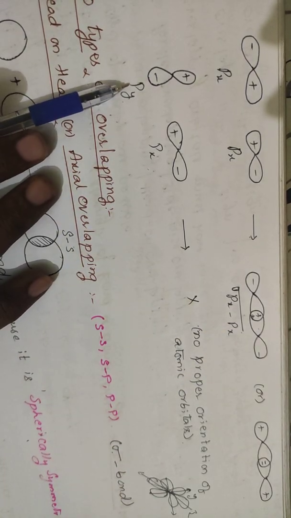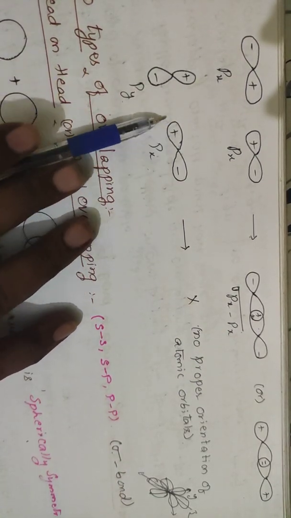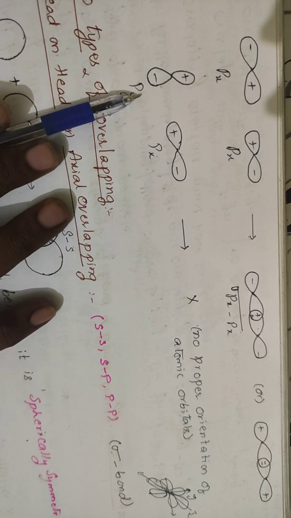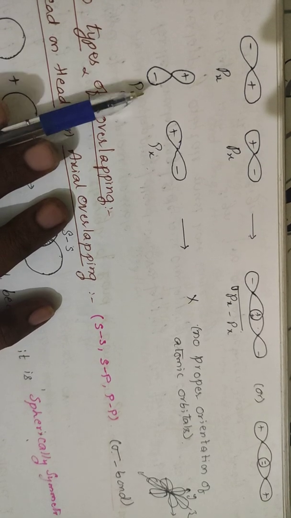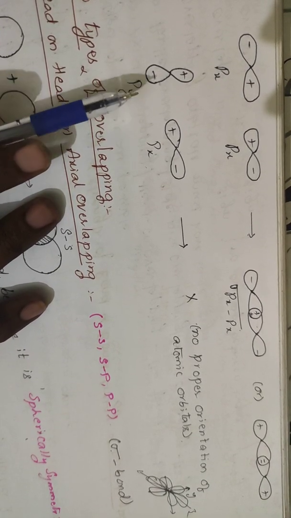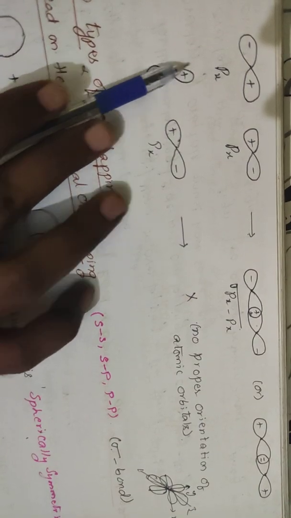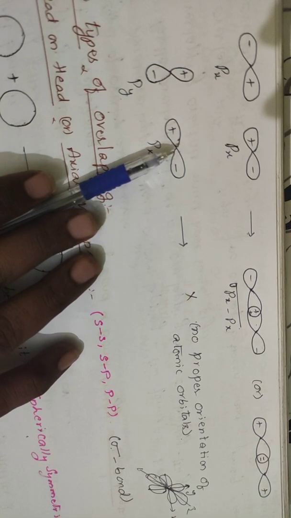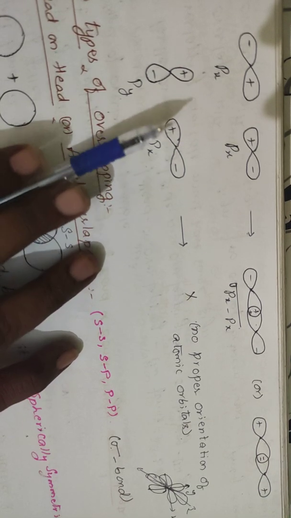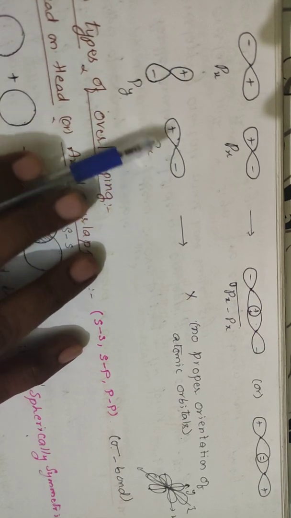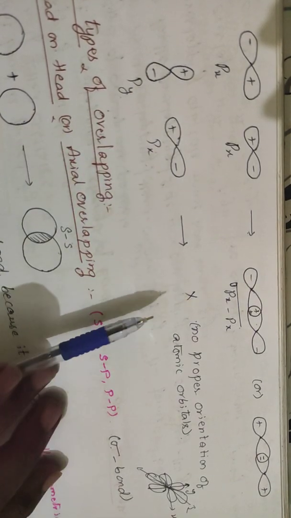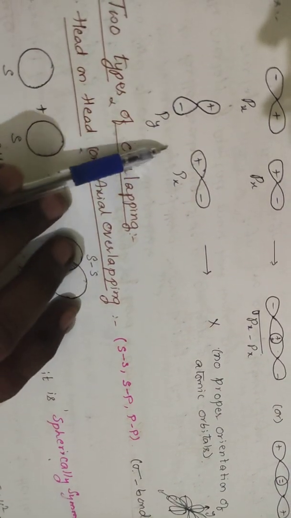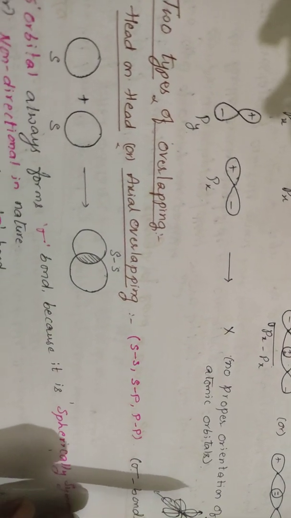Next, py. See, py means it will be along the y-axis, and px along the x-axis. Here there is no proper orientation. Already I have said, orientation will be dealt with in chemical kinetics properly. For now, remember that one orbital is present along the x-axis and the other orbital is present along the y-axis. Among these two, there will be no overlapping. Because there is no proper orientation between the atomic orbitals, there is no formation of a bond between the two orbitals in the other orientations.